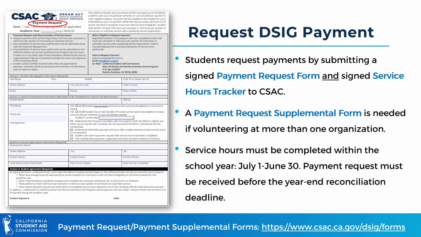And once again, here's another reminder at the bottom of the slide that service hours must be completed within the school year from July 1st to June 30th, and the deadline to request DSIG payments is the same date as year-end reconciliation. The exact reconciliation deadline is announced each year in June via our listserv, so be sure to register to receive CSAC alerts and receive them directly to your inbox. We will provide the link to register for listserv at the end of the video.